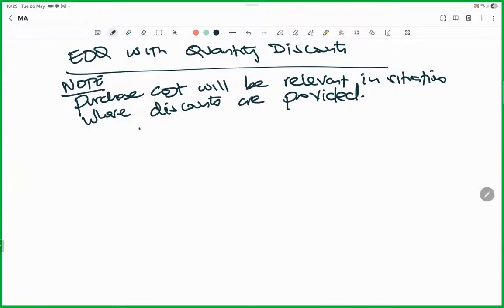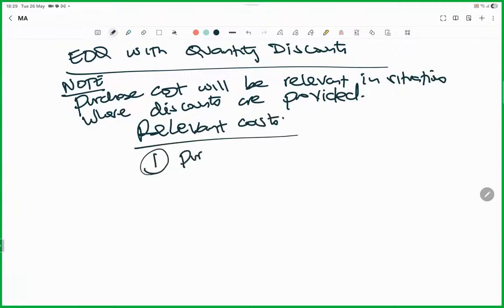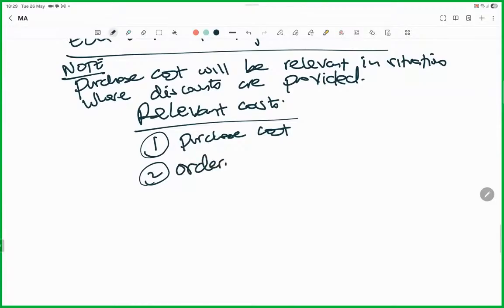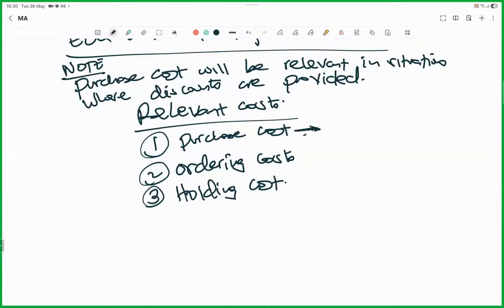So meaning, ladies and gentlemen, that my relevant costs now will be 3. Number 1, we have what we call the purchase cost. Number 2, we have the ordering cost. And then number 3, we have the holding cost. Discount is being taken care of by who? This purchase cost.